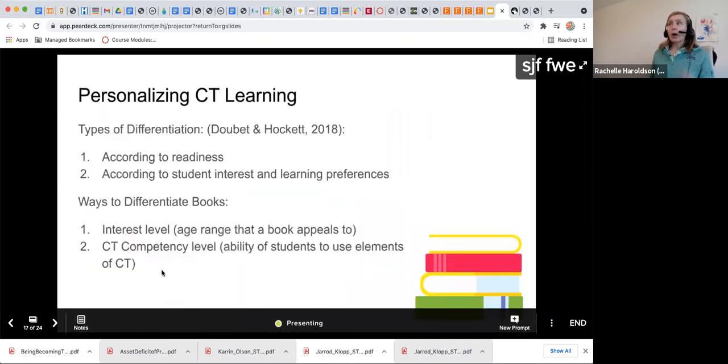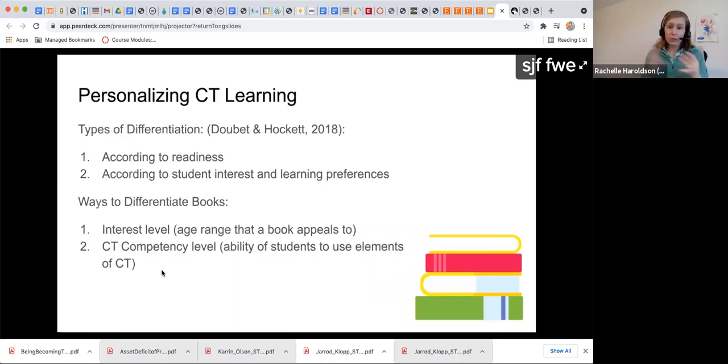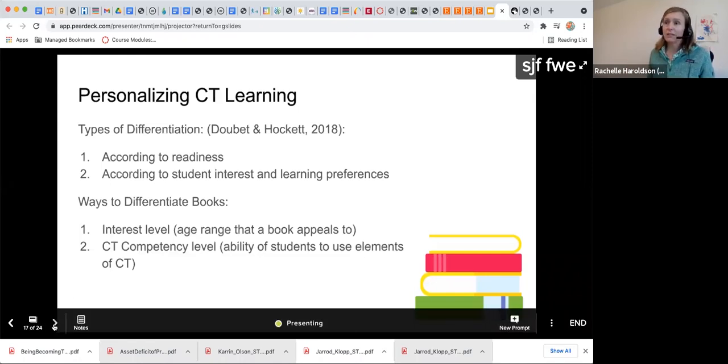Okay, so just thinking about personalizing computational thinking learning. We can differentiate according to readiness. We can also differentiate according to student interest and learning preference. So as we think about these books and personalize the learning, we can do so according to students' interest, level, and reading level. And we can also tailor the book to their computational thinking competency level, their ability to engage with the different elements.